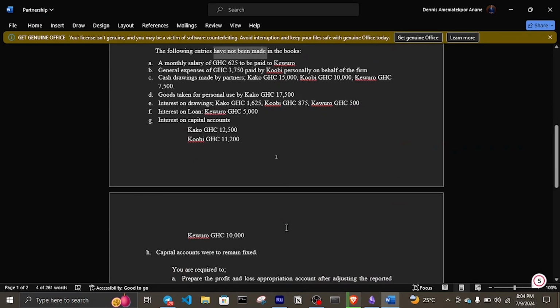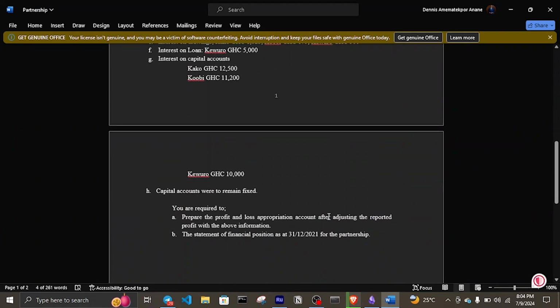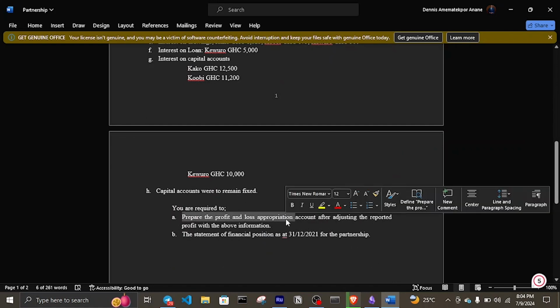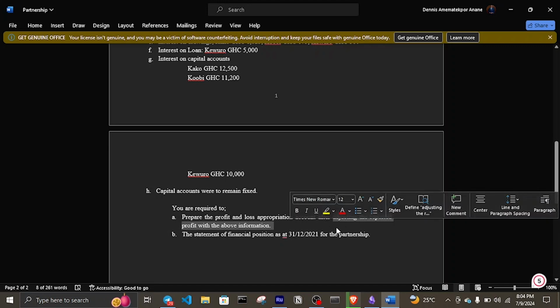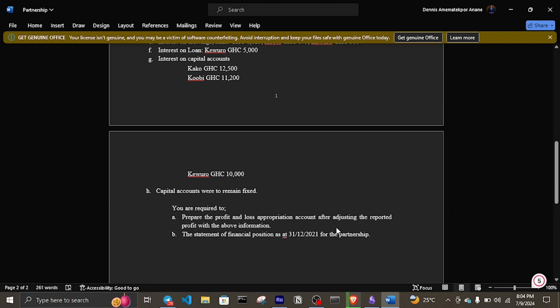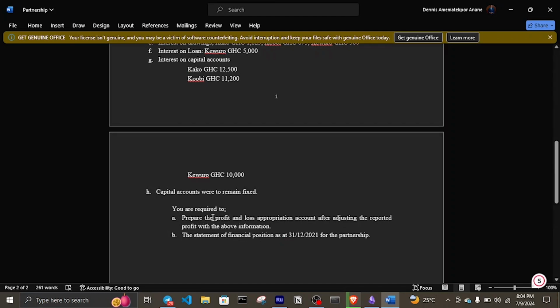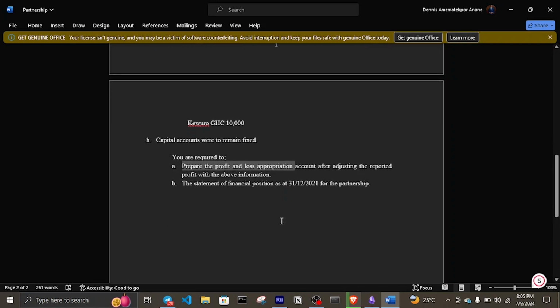So if you go back to the question, he said, prepare the profit and loss appropriation account after adjusting the reported profits. So now we have adjusted the reported profit in our income statement. So we can now go ahead and prepare the profit and loss appropriation account.